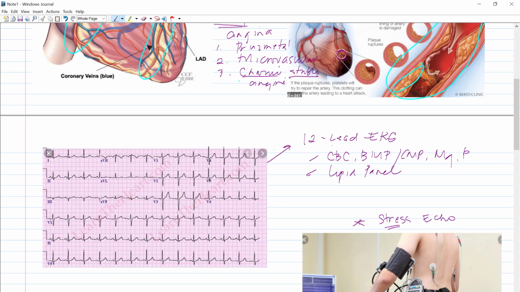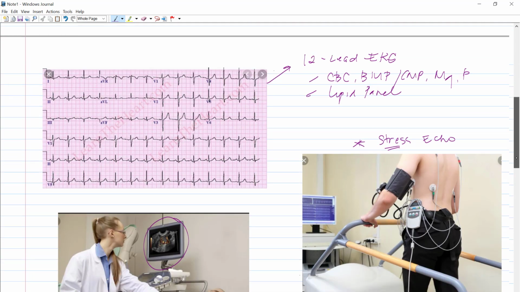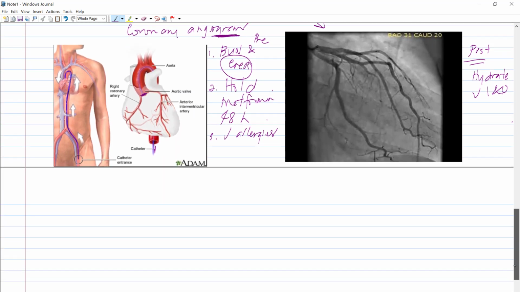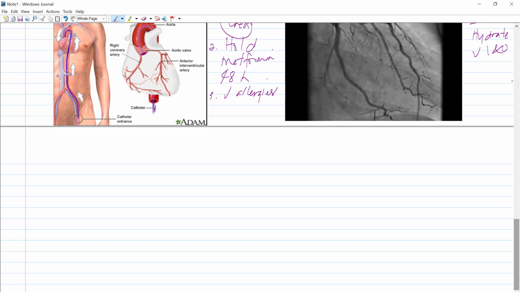So now, how do we manage CAD? Once your patient is diagnosed to have CAD, then of course your patient will need specific medications to manage CAD. And we just talked earlier about hyperlipidemia, so we have to give something for that. So for the meds, your patient will have lipid lowering agents.